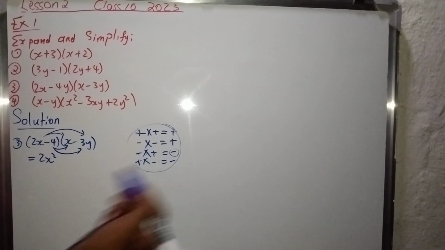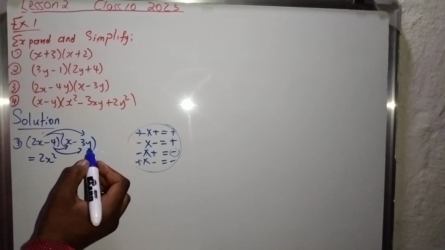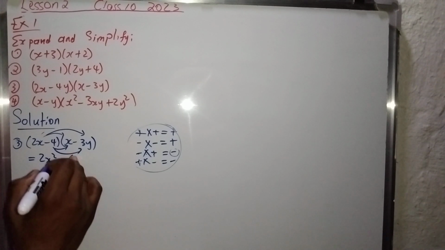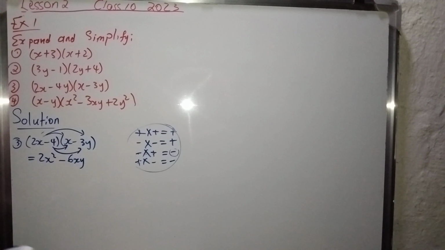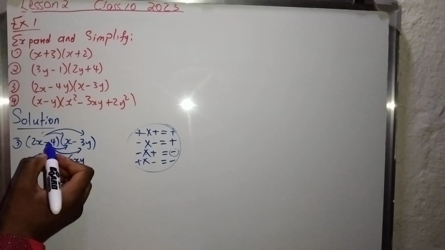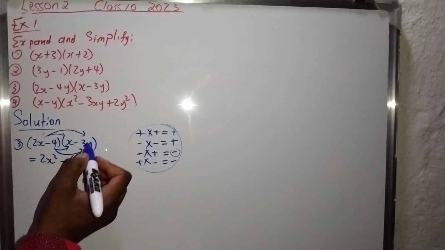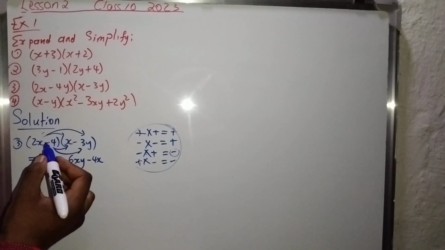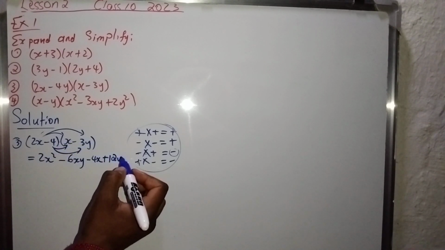Positive multiplied by negative is going to be negative. And then that means our answer, 2x times 3y, is going to be negative 6xy. Guys, please, whenever you write letters here, you must write them alphabetically. And then now we go over here, minus 4 times x is going to be negative 4x. And then minus 4 times 3. Remember, negative times negative is positive, so it's plus. 4 times 3 is definitely 12y.